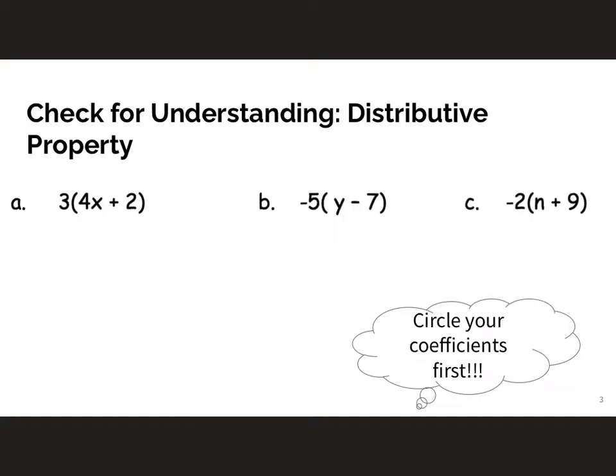So here's a check for understanding on how you can use the distributive property. Pause the video here and try these problems out on your own, and when you're ready to check your work, just press play. Alright, let's check our work.